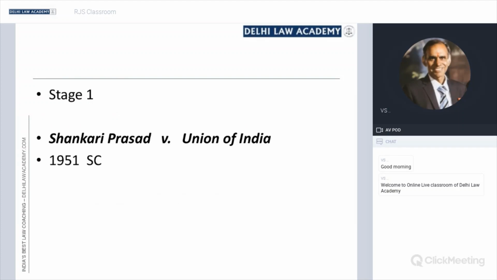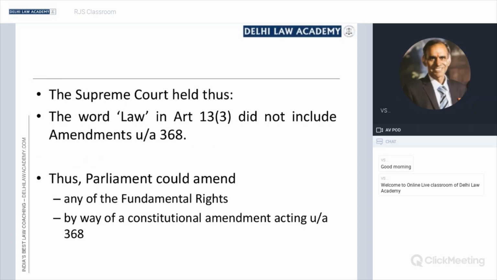So in this case, I am again showing you the name of the case, Shankari Prasad versus Union of India, 1951. And it very clearly says that Parliament had the power to amend any of the fundamental rights, not by ordinary laws, of course. That protection is available under Article 13, Clause 2, but by way of constitutional amendments when the Parliament acts under Article 368. This was the initial, original interpretation given by the Supreme Court to the power of Parliament under Article 368.